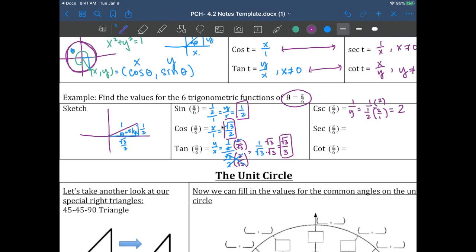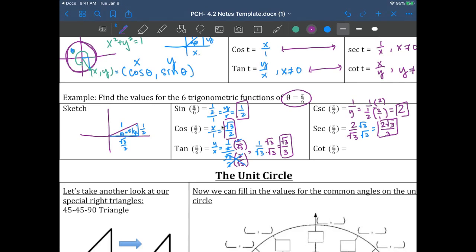Secant is the reciprocal of cosine, so I know root 3 over 2 is cosine, so secant would be 2 over the square root of 3, but we got to rationalize, giving us 2 root 3 over 3. Again, pretty common ratio for us here.